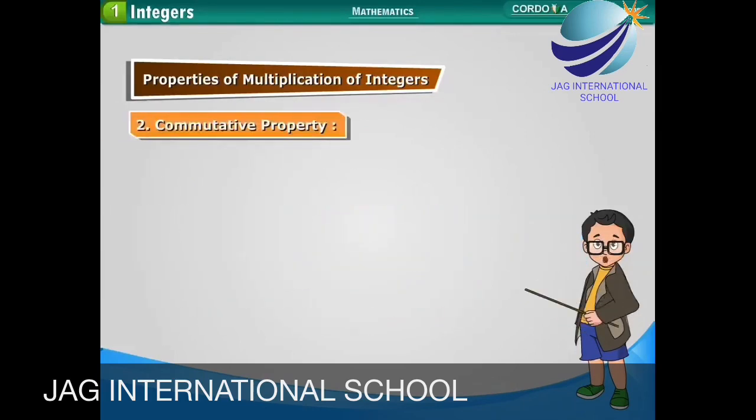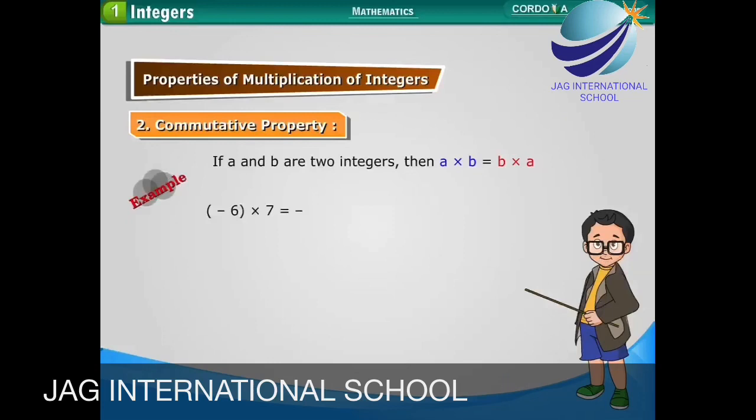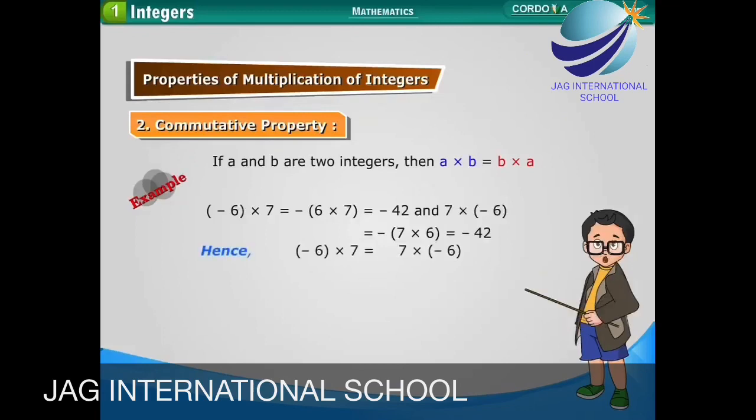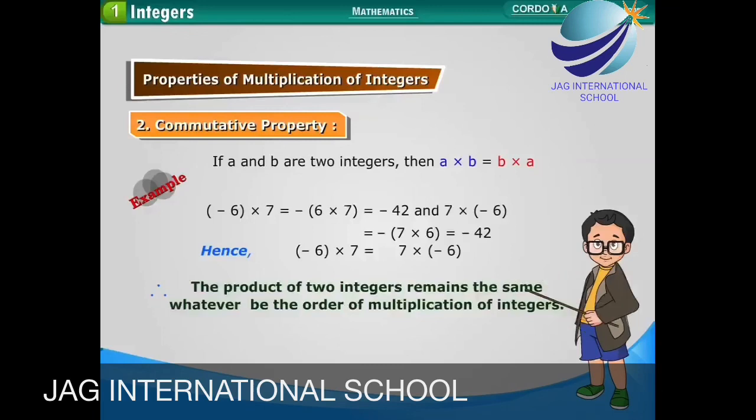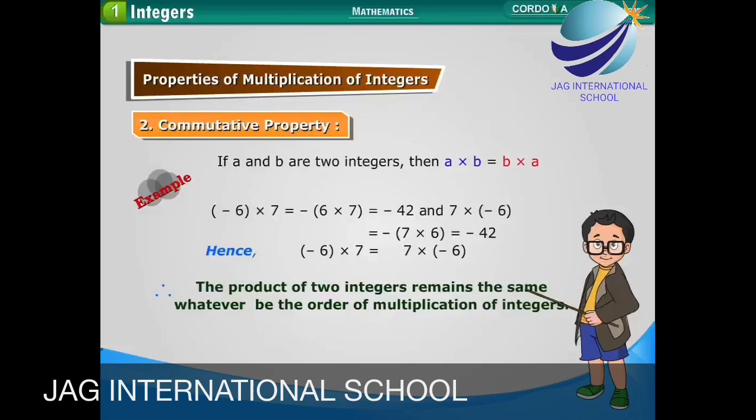Commutative property: if a and b are two integers, then a × b is equal to b × a. Example: -6 × 7 is equal to -(6 × 7), which is equal to -42, and 7 × (-6) is equal to -(7 × 6), which is equal to -42. Hence, -6 × 7 is equal to 7 × (-6). Therefore, the product of two integers remains the same, whatever be the order of multiplication.